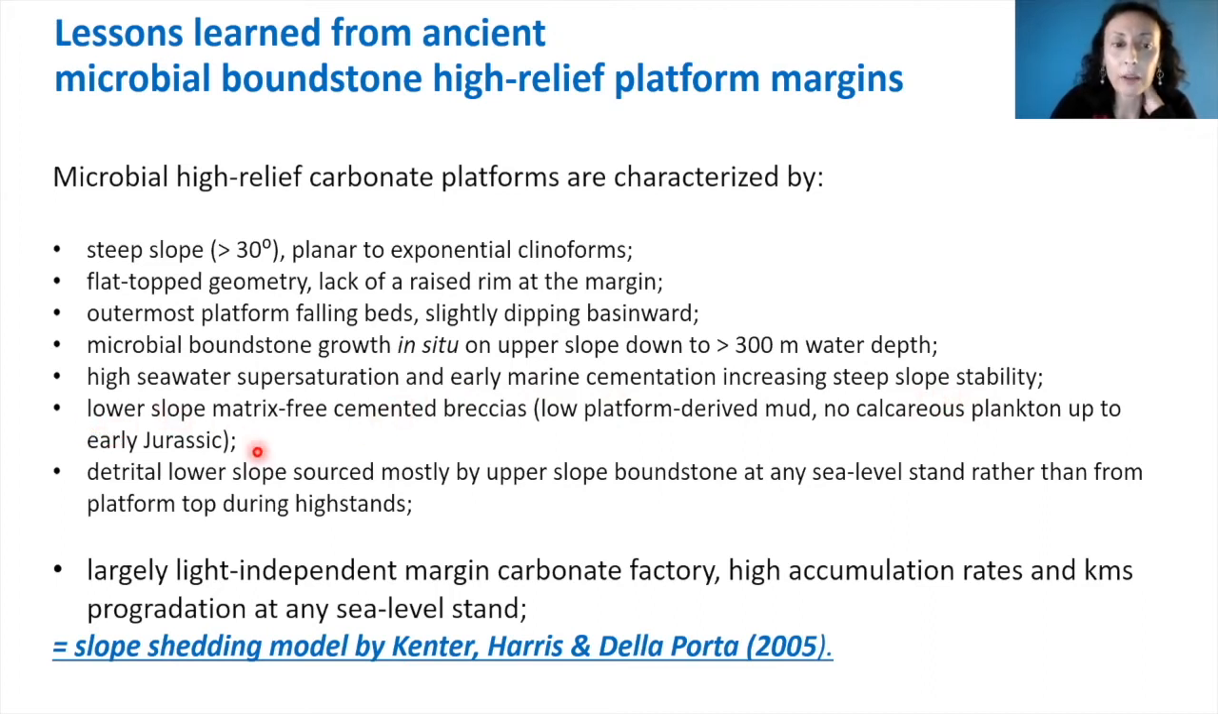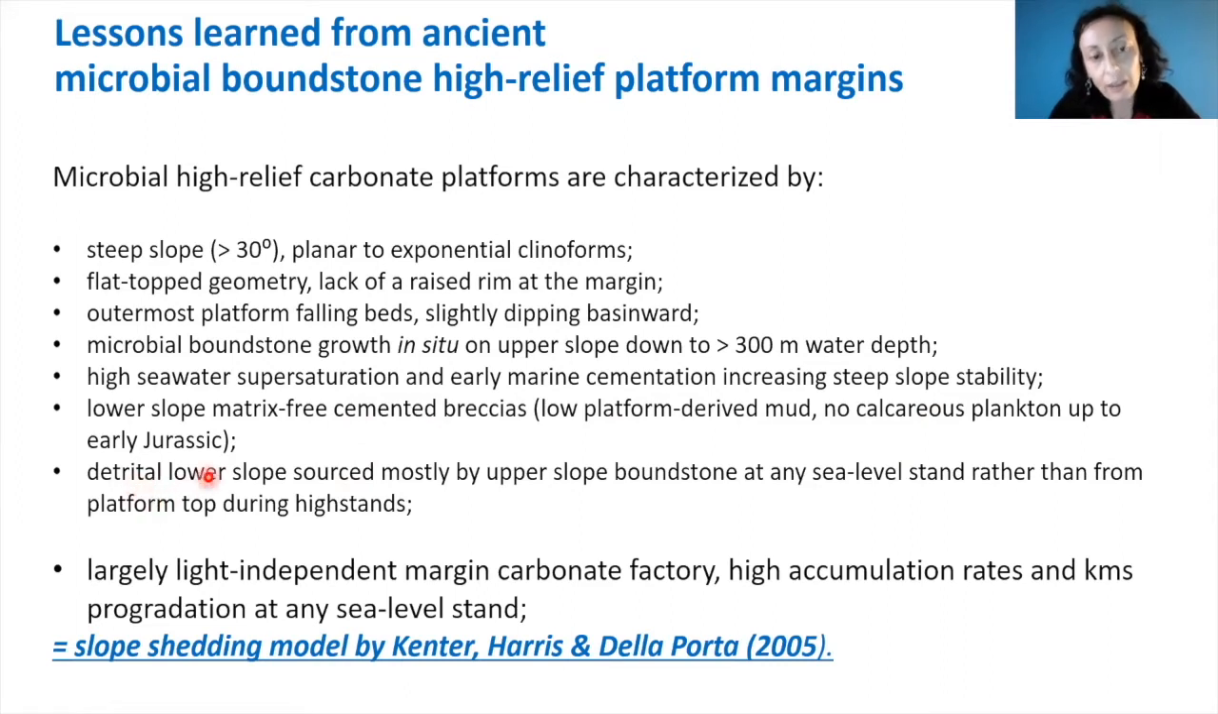The lower part of this slope consists mostly of matrix-free cemented breccia. There is very little detrital micrite because this type of platform produces less micrite than present-day platforms, but also they are all late Paleozoic to lower Jurassic, so before the onset of calcareous plankton that could increase the amount of matrix on the slope and basin.